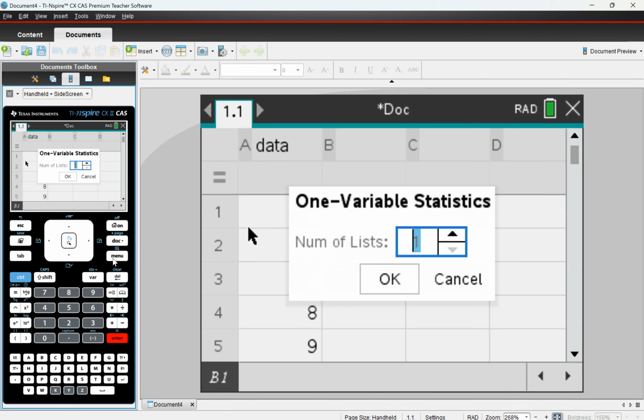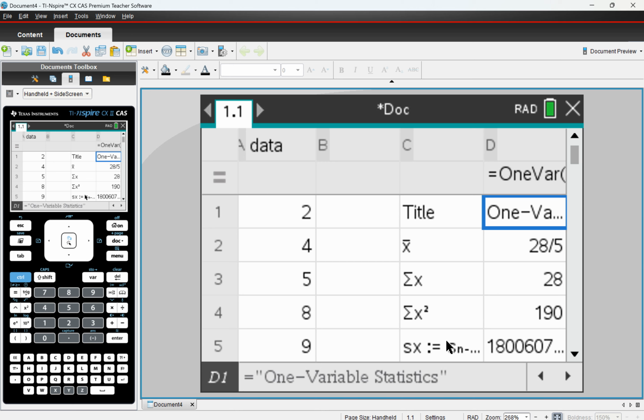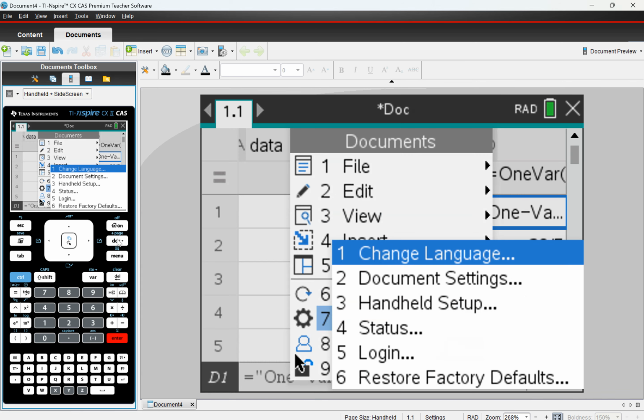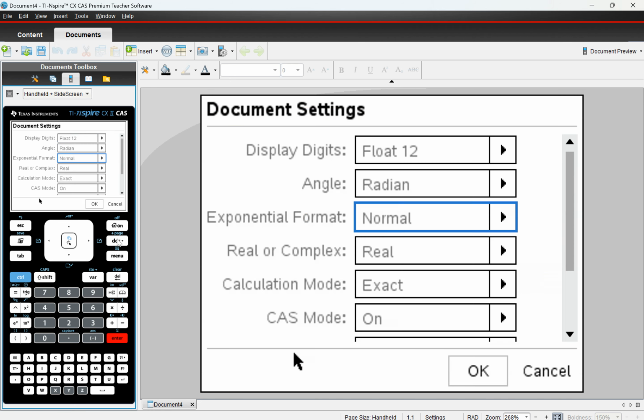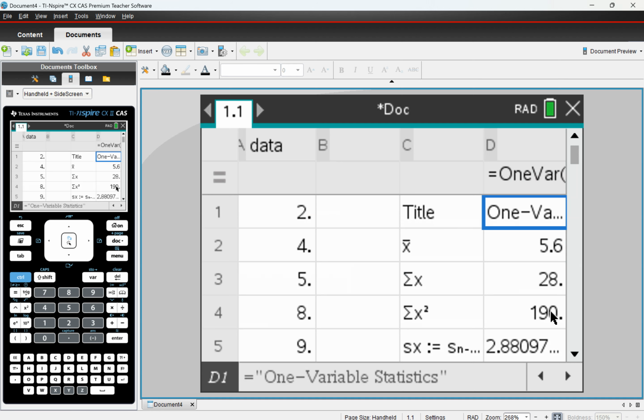Here we go. Number of lists. There's only 1. Press OK. Where am I getting my data from? I'm getting it from the column called data. So change that to data. Everything else is OK. Just press enter or OK. And then I'll change the mode, just because mine's in exact values. Yours might look funny, so let's change that to approximate. Now it's all in decimals. There we go.